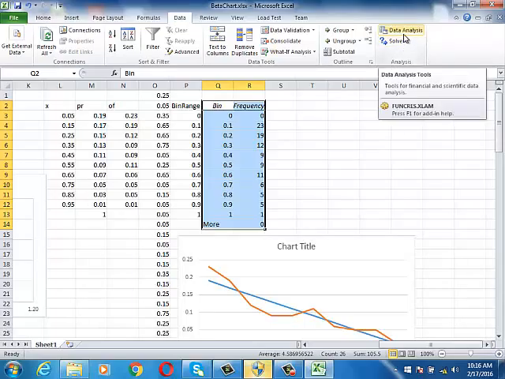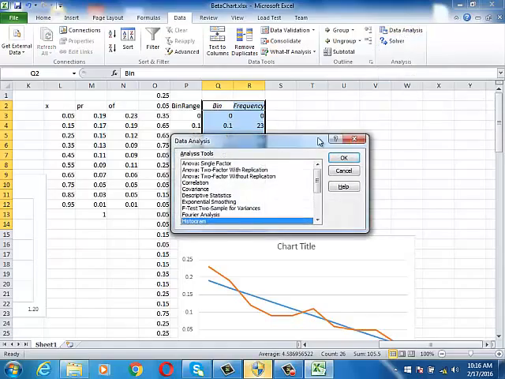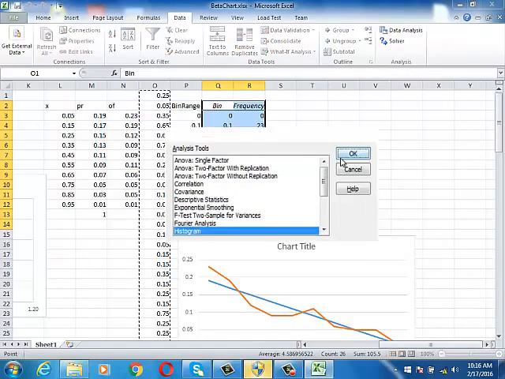Is it the same or different? Okay, so I wanted to generate a different random sample. So there is a way to do that.